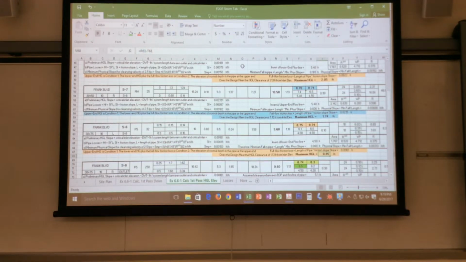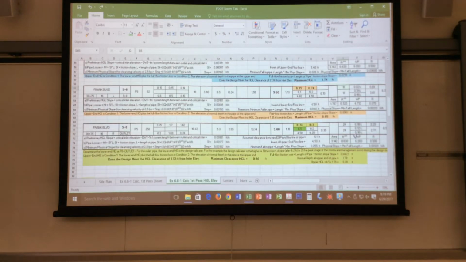So does that meet it? No, this value needs to be 1.13. So what do you have to do? If I increased this pipe size to a 24 inch, I would have to go back and redo the calculations from the bottom up to see if that made a difference. Now, I need to figure out the pipe slopes to get that clearance. So on this one, this very first one down here at the bottom, always start at the lower end and increase in size. So this lower end needs to be a 30.